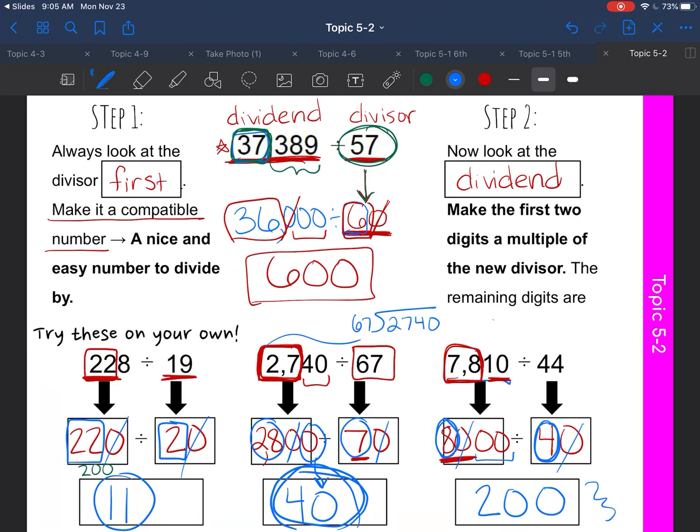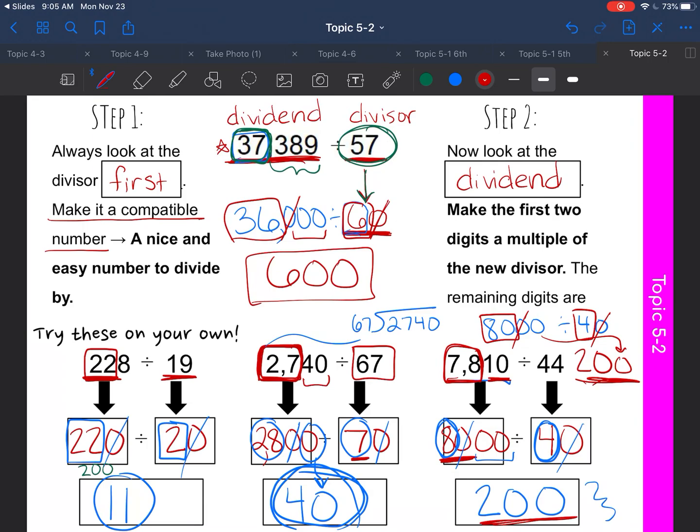Now you could have done that differently. You could have done 8,000 divided by 40. And instead of doing your basic fact as 8 divided by 4, you could have done 80 divided by 4. Okay. 80 divided by 4 is 20. Cancel out the zeros they have in common. There's 1 left over. You still get 200 as your estimate.